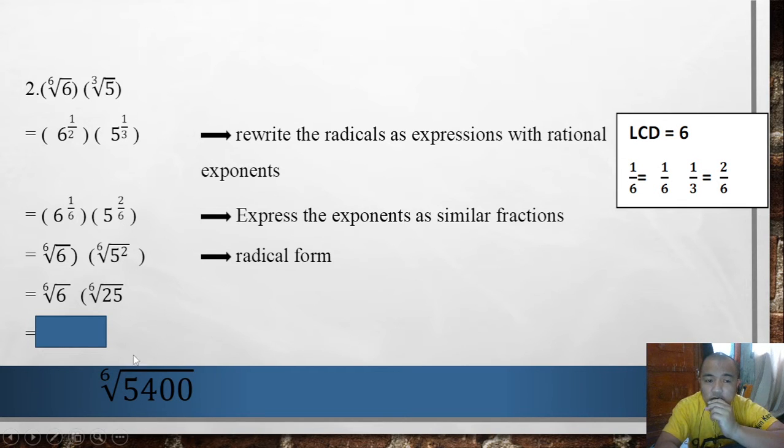Yeah, the correct answer should be sixth root of 5,400 because, wait, 6 cubed, diba? 6 times 6 times 6 is to 16 times 25. Tama, 5,400. Tama, 6 cubed. Okay, 5,400. Tama yun. Ang missing lang dito, correct natin.